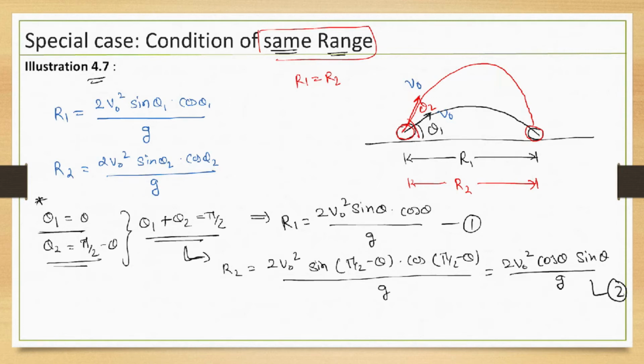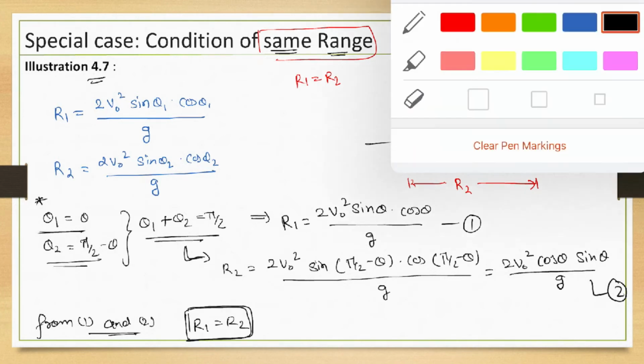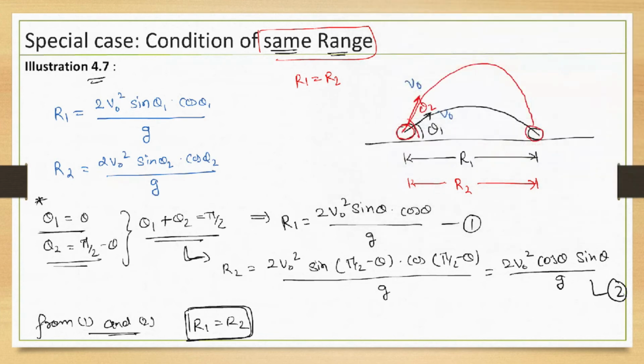Consider this equation number 2. If you compare both relations 1 and 2, both are the same. So from 1 and 2, what do you say? r1 is equal to r2. But when these two ranges are the same, which type of condition is required? Condition number 1: v naught 1 is equal to v naught 2, meaning both the objects are thrown with the same initial speed.